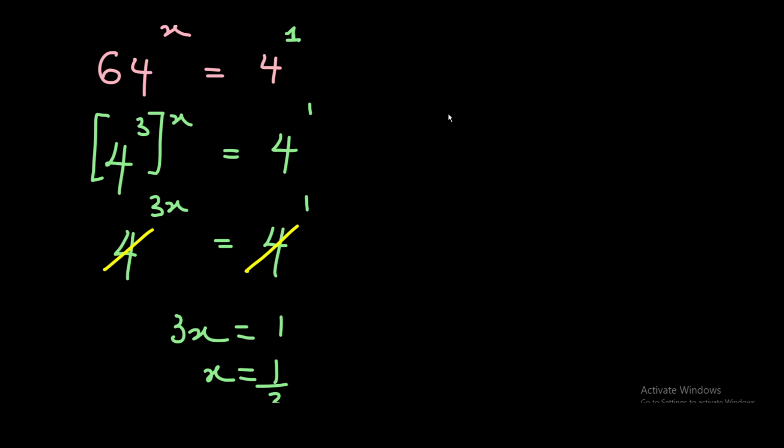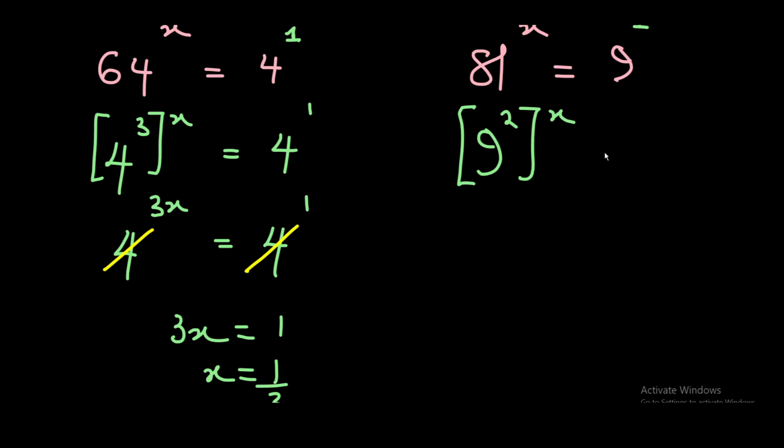There's another one I want us to look at, where we need to work out the equation for x: 81 to the power of x equals 9. Just like the previous one, we can see that this 9 is the same as 9 to the power of 1. And we can write 81 in base 9 as 9 to the power of 2. You close the bracket and put the x there, and the right side becomes 9 to the power 1.